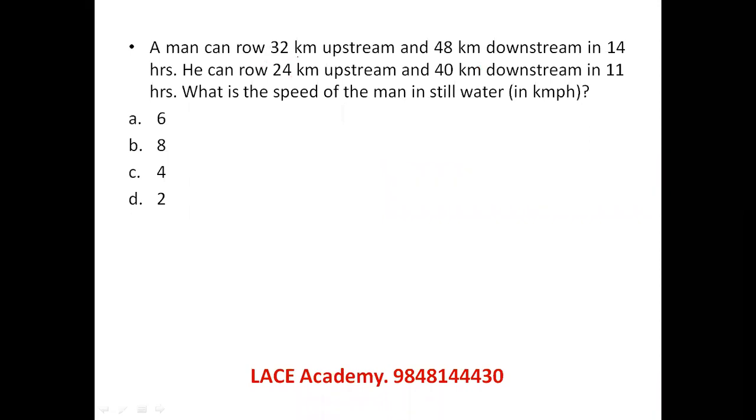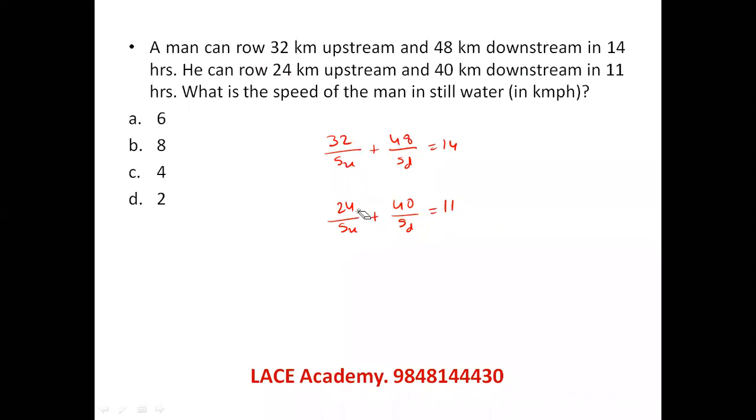A man can row 32 km upstream and 42 km downstream in 14 hours. So upstream time plus downstream time is equal to 14 hours. Same way, 24 kilometers with the same upstream speed and 40 kilometers with the downstream speed, total time is given as 11 hours. So instead of solving this equation, we should understand that upstream speed should be a value we should be able to divide 32 and 24 properly, and downstream speed should be a value we should be dividing 48 and 40 properly, because these two are exact integers, no decimals are there.